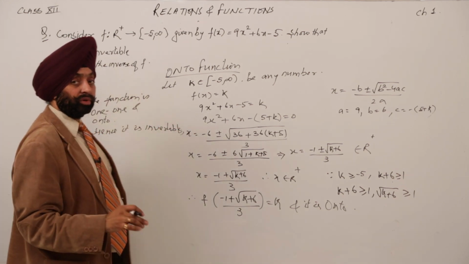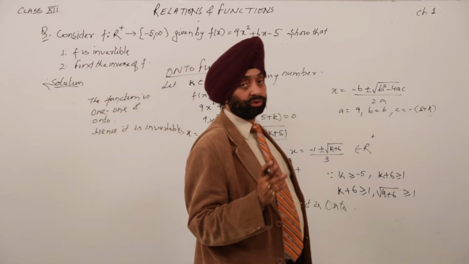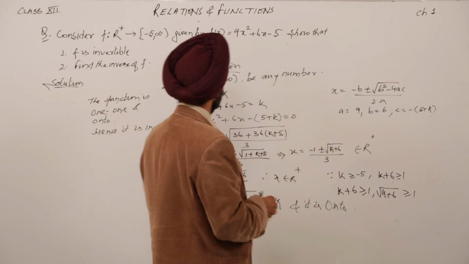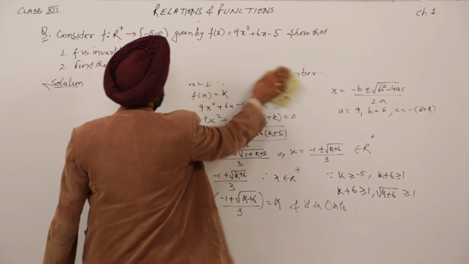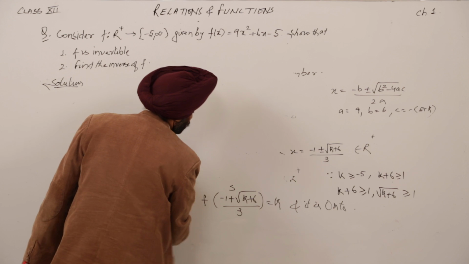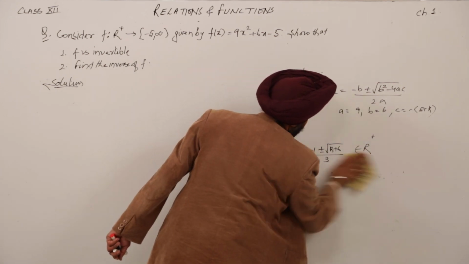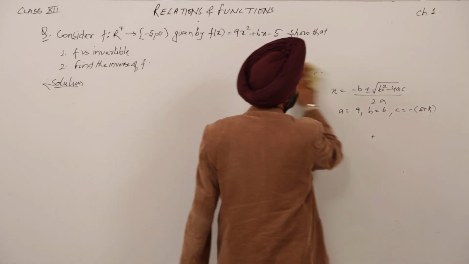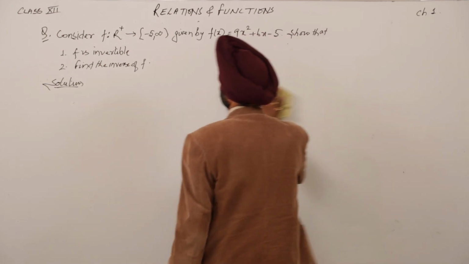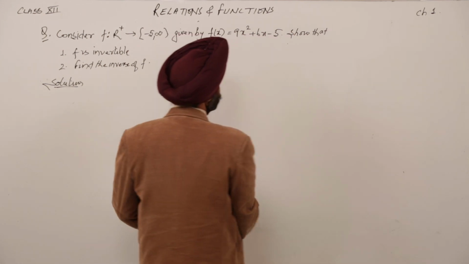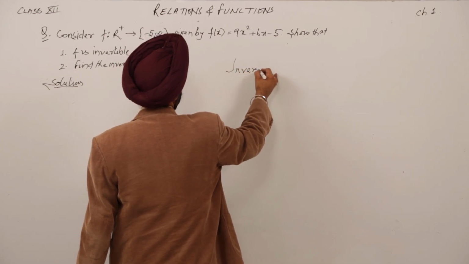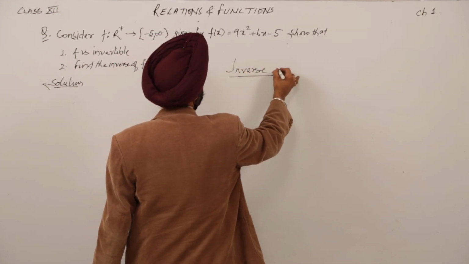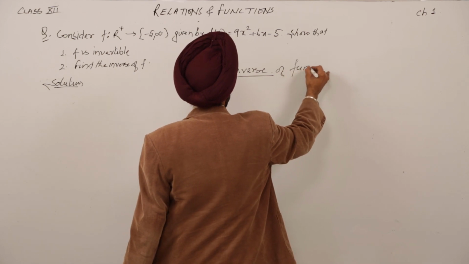Dear students, this question was also once in a board exam. So I have proved the first part, that the given function is 1-1 and onto, and with the help of the onto part, now we are going to prove the inverse part. Find the inverse of the function. Now for the inverse part, you can write inverse of function.